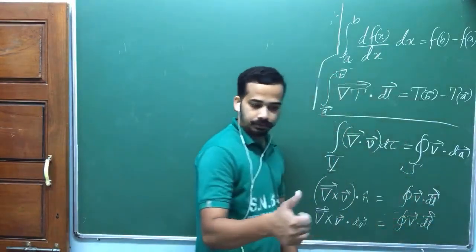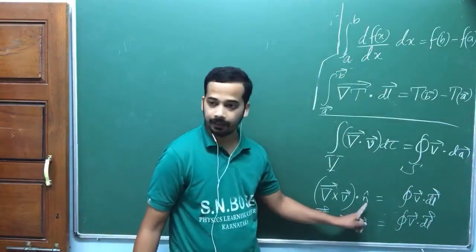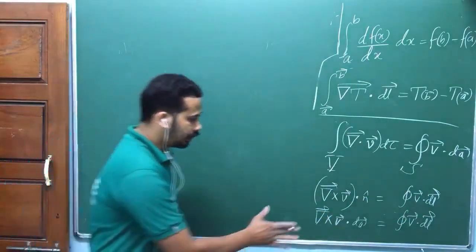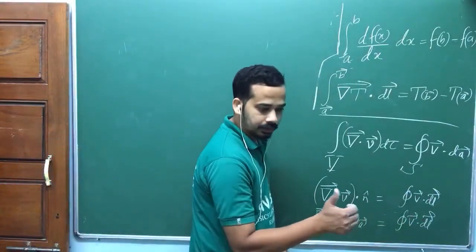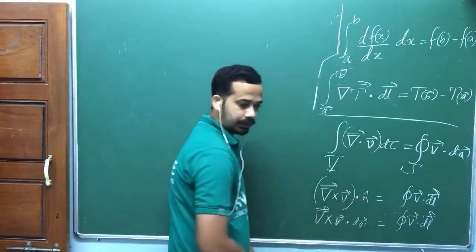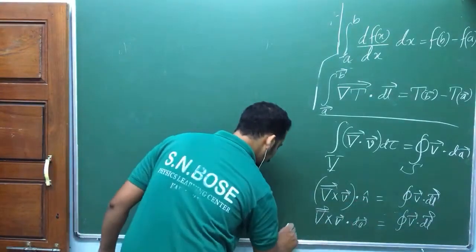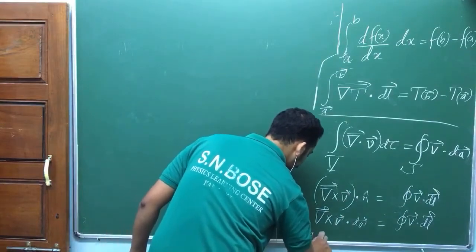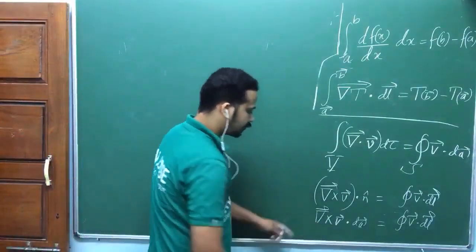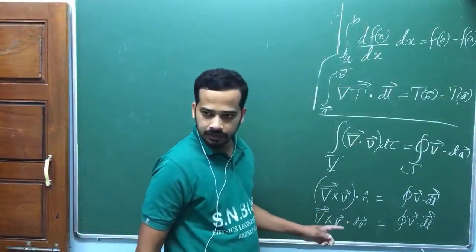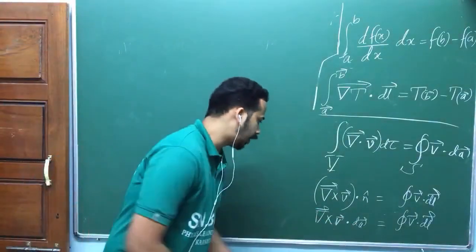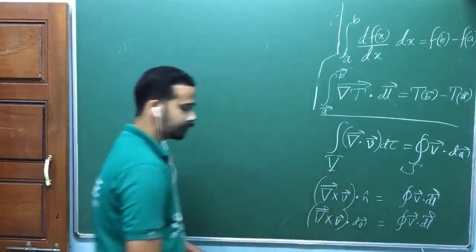Now the right hand thumb rule should be used to fix this dA or n cap. If circulation is taken in the direction of the fingers, the thumb represents the n cap direction, the dA vector direction, where the dA vector is equal to dA into n cap. Is that okay? So this was circulation density. Now once you take the dot product with this vector field, it is circulation. Now look at here.